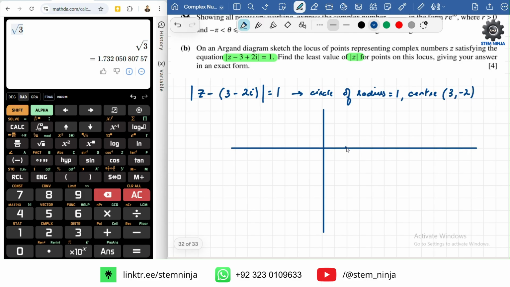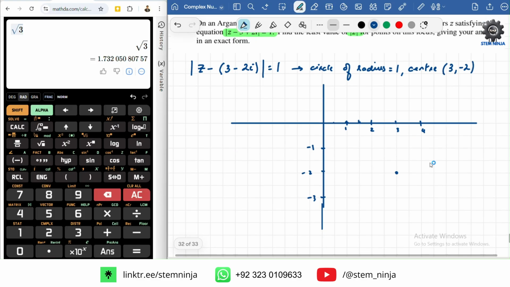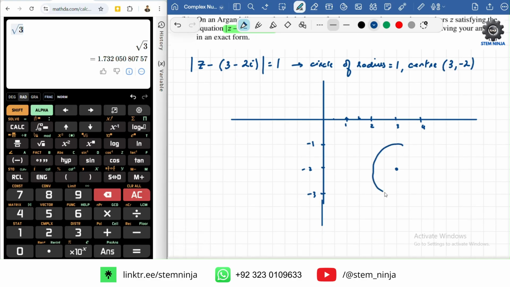Three minus 2. So 1, 2, 3. No, sorry, 1, 2, 3, and minus 2. 1, 2, 3, and 1, 2, minus 2. Let's scale it this way. The radius is 1, so it will come at minus 3 and minus 1 over here, and 4 over here, 2 over here. So that's going to be the radius.